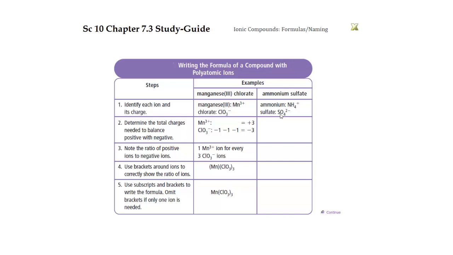You have to go with whatever the formula for a polyatomic ion is, and then just adjust the entire charge of that polyatomic ion by using brackets and a number outside the brackets. It's almost like the distributive principle in math.